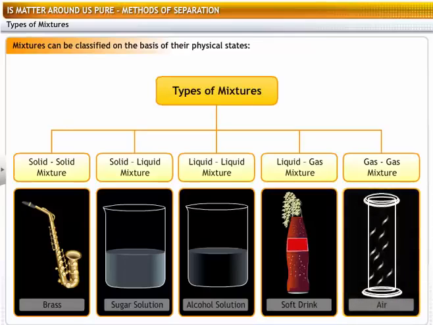nitrogen, and carbon dioxide. If you are provided with a sample of a mixture and asked to separate the constituents, you first need to figure out the type of the mixture.